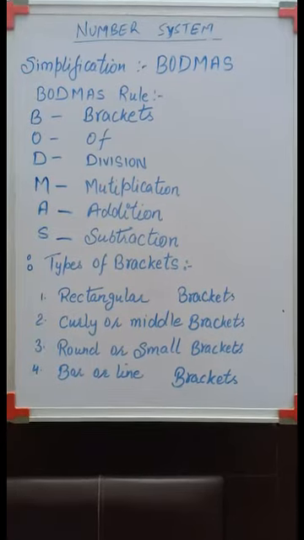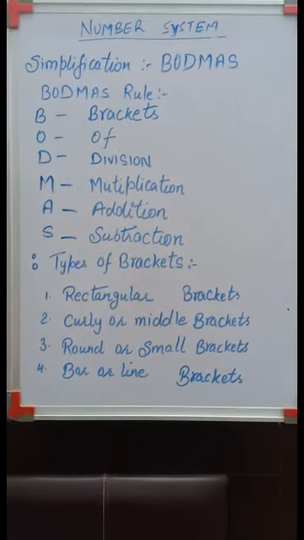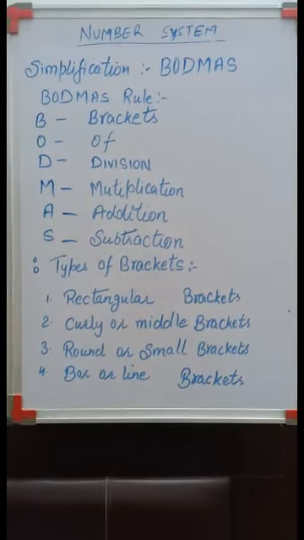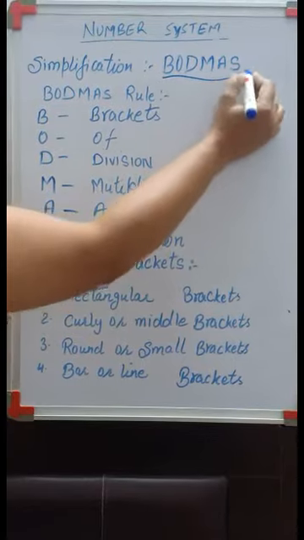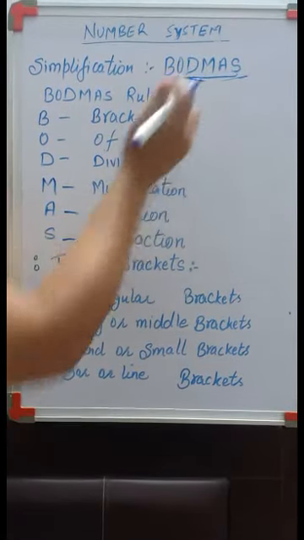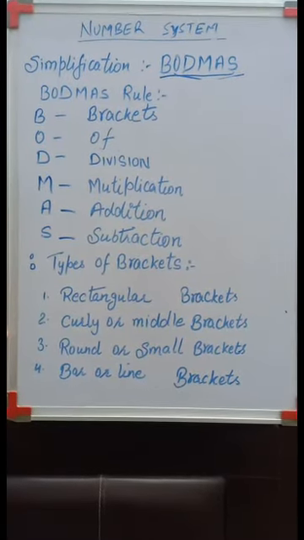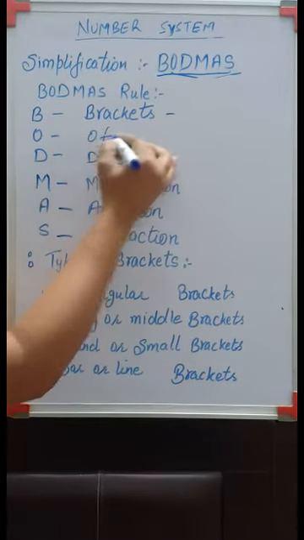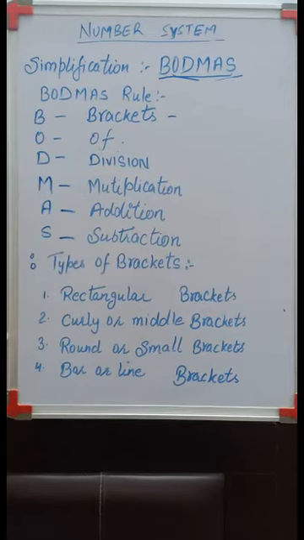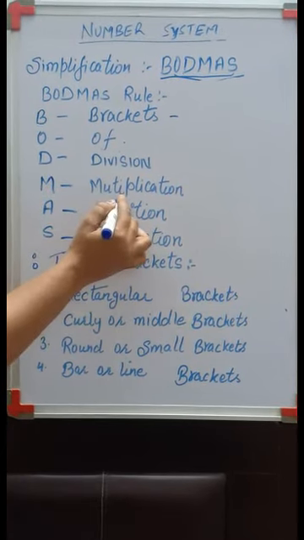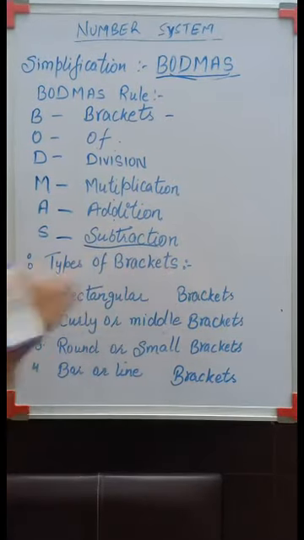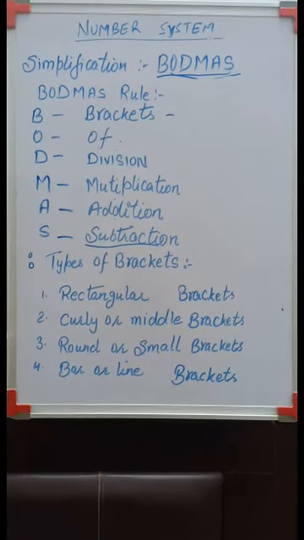Our next topic from the number system is simplification. An expression involving integers is simplified using the BODMAS rule. BODMAS stands for: B for bracket, O for of, D for division, M for multiplication, A for addition, and S for subtraction. So this is our BODMAS rule.